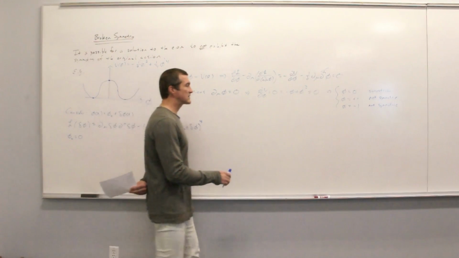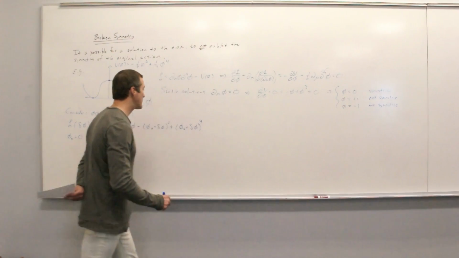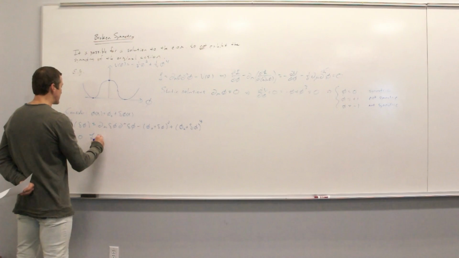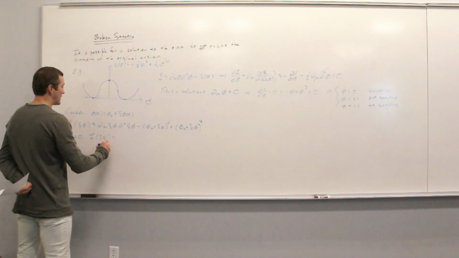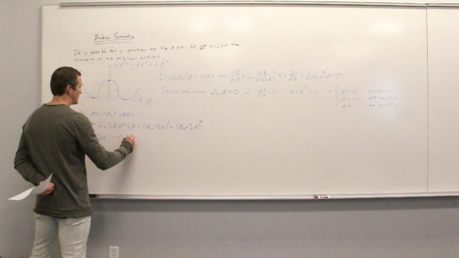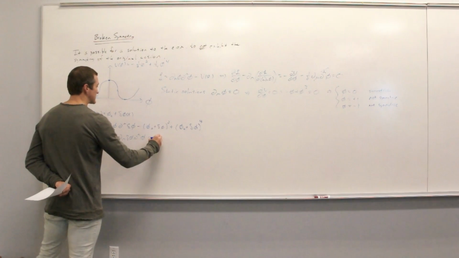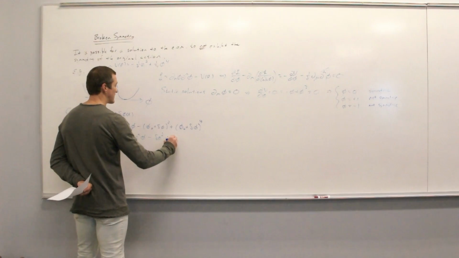if we take the 0 symmetric solution and we consider perturbations about this solution, then L delta phi just becomes the kinetic term minus, well, there it is, delta phi squared plus delta phi to the fourth.